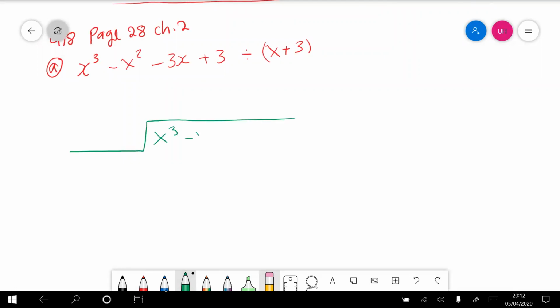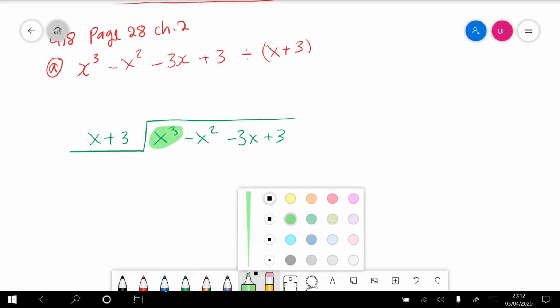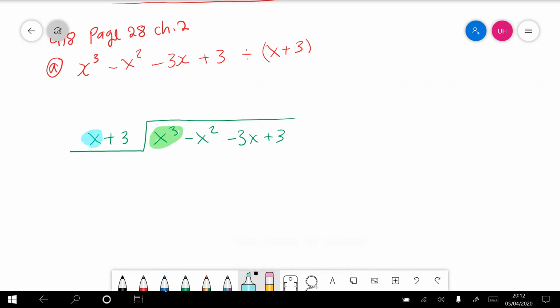X cubed minus x squared minus 3x. We have all the terms here. We don't have anything missing. So we don't need to put 0 something, 0x or 0x squared, divided by x plus 3. So the leading term is x cubed, and the leading term on the other side is the x here. So x cubed divided by x is x squared.